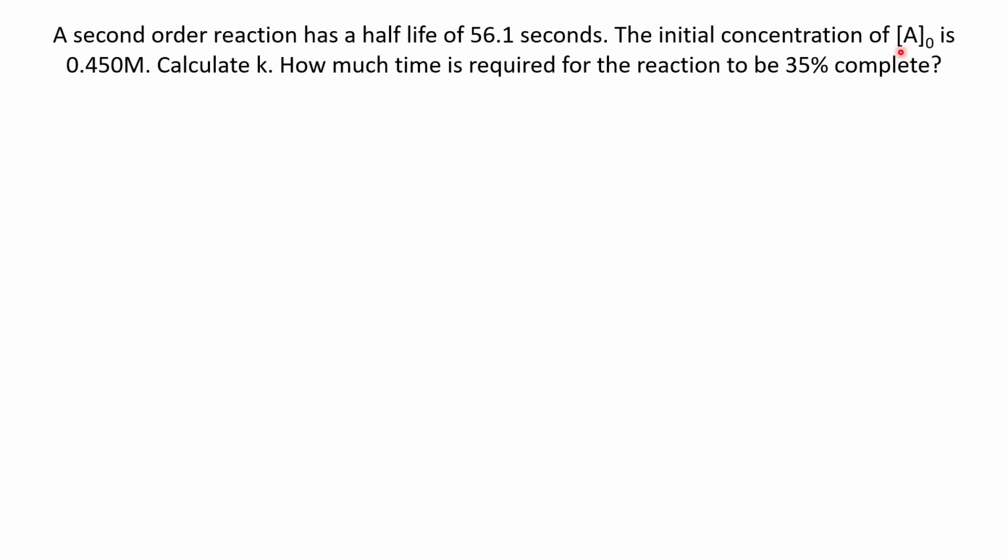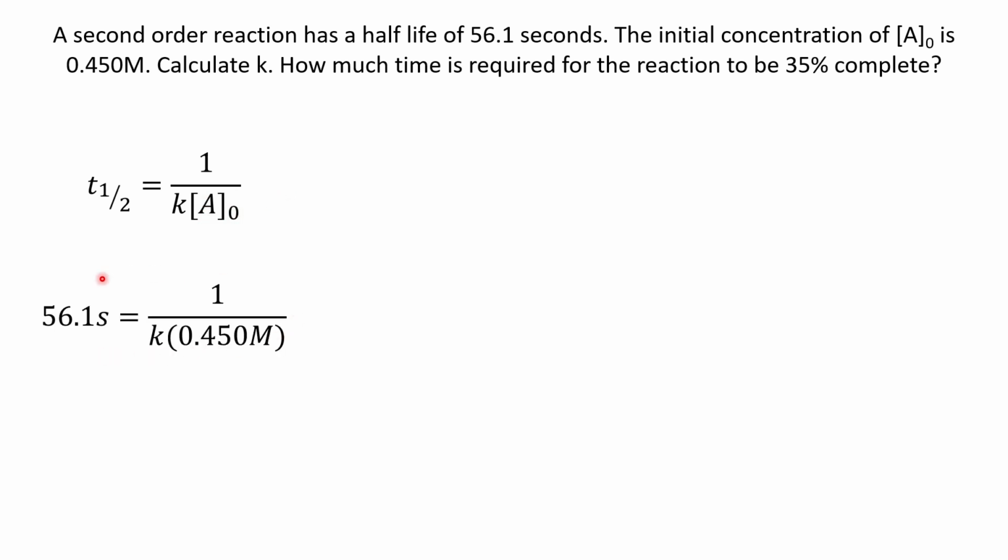We don't need one because we know what our initial concentration is and we have our half-life. We also know that this is a second order reaction, so we know what equation to start with. So again, here is our equation for our half-life of a second order reaction. The first part of the problem asks us to calculate K. Well, we can get K from this expression right here. So let's plug in for the value of our half-life and the value for our initial concentration of A.